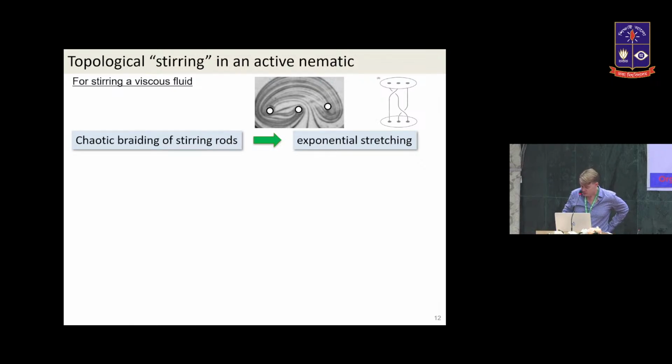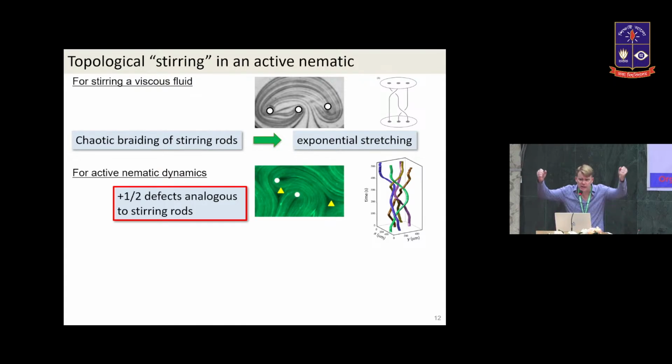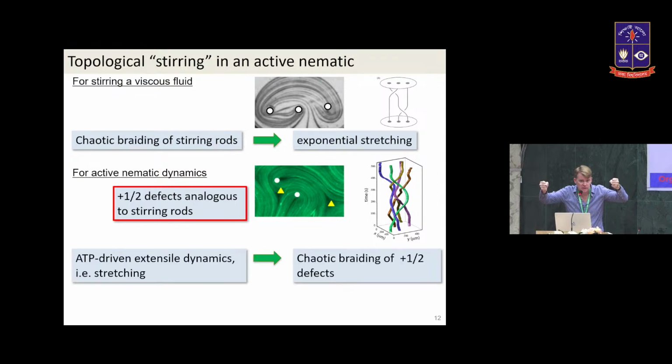But there's a very important distinction. In the case of stirring rods, what are you doing? You're moving the rods, and that causes exponential stretching in the fluid. In the case of the active nematic, the ATP is driving exponential stretching in the fluid, and the defects, which we're thinking of as rods, are moving in response, right? So it's a question of what you're controlling and what is responding.